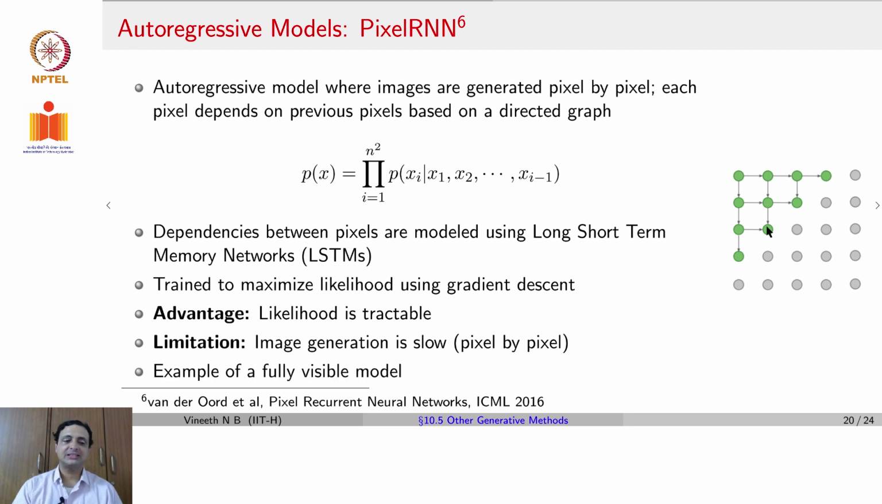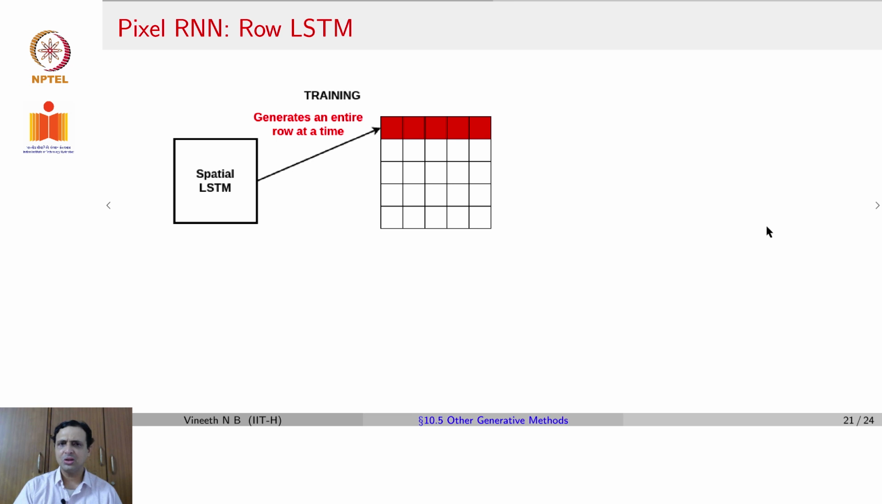Pixel RNNs can also be considered as an example of a fully visible model. There are no latent variables. Pixel CNN is also an example of that. For that matter, most autoregressive models turn out to be fully visible models where you don't model any latents per se as part of the method. Let's look at how the method works.